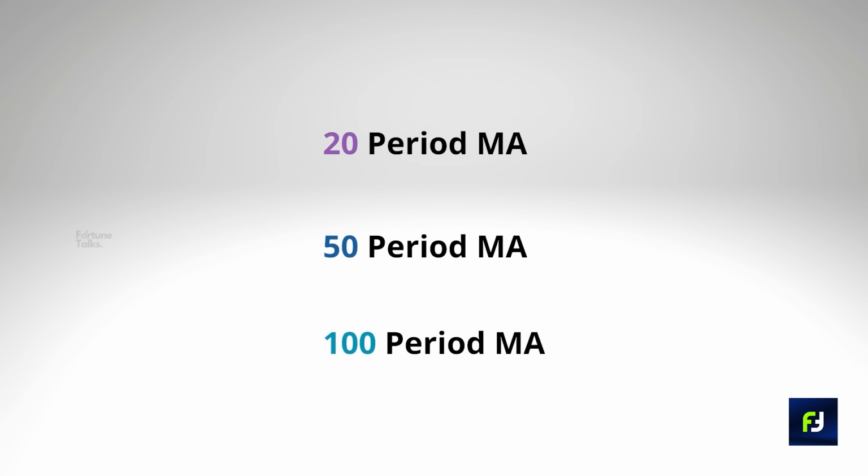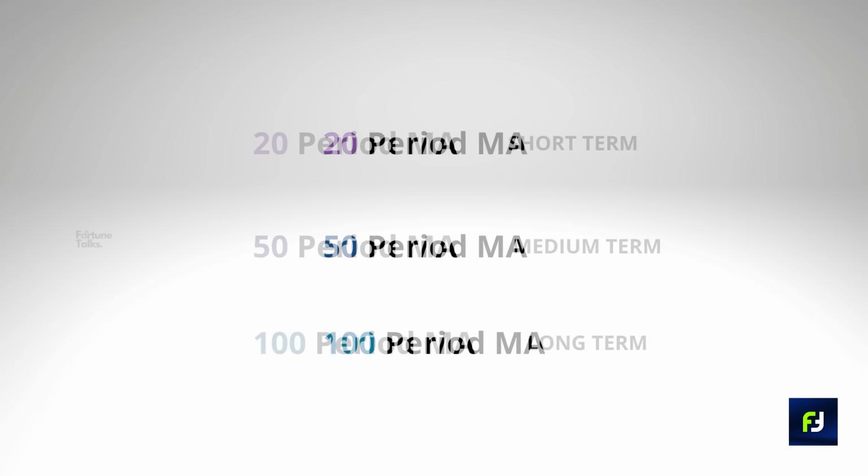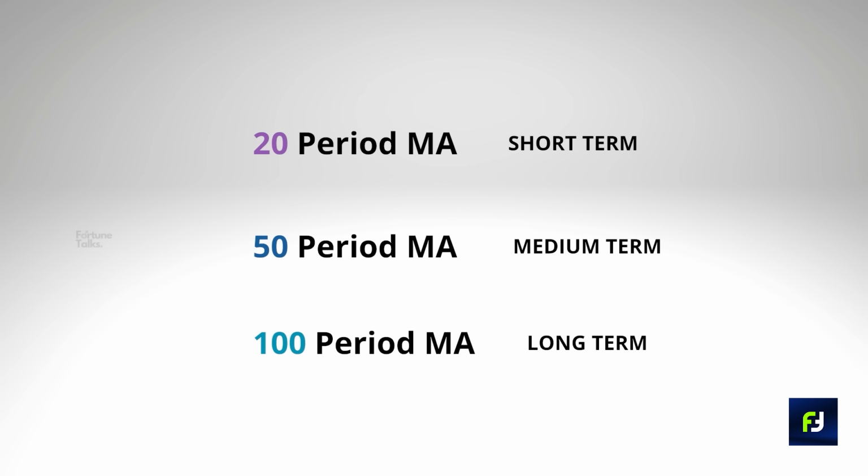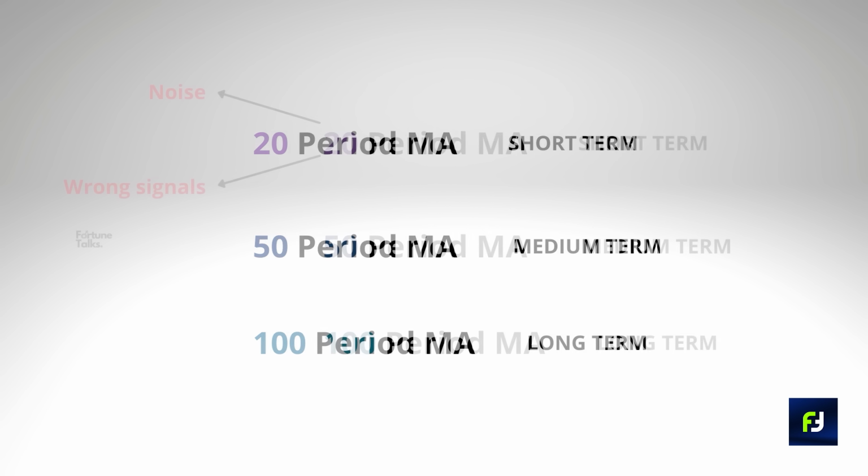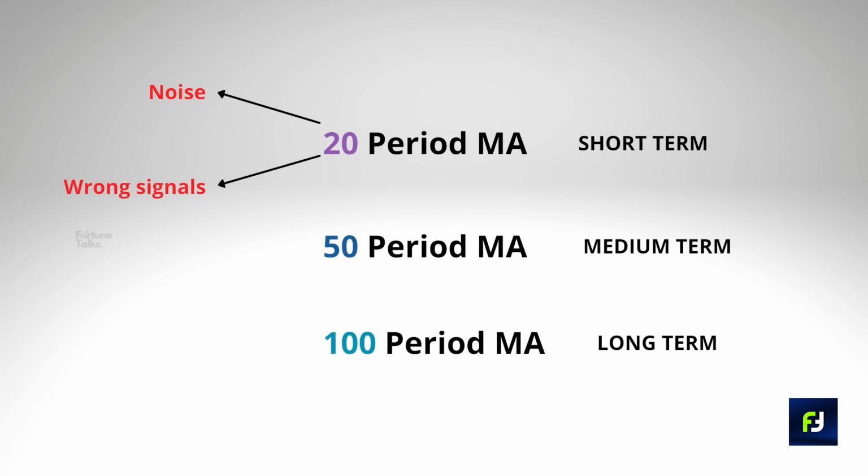You could use a 20 period, a 50 period, or even a 100 period moving average. It does not really matter, and it comes down to whether you are a short-term trader or a long-term trader. Now, short-term traders generally use shorter moving averages to get the trade signals quicker. And of course, shorter moving averages are more vulnerable to a lot of noise and wrong signals. And longer-term moving averages, on the other hand, move slower, and so they are less vulnerable to noise, but you may not get as many trading opportunities as in case of the short-term moving averages. So it is up to you to weigh the pros and cons for your own trading style.